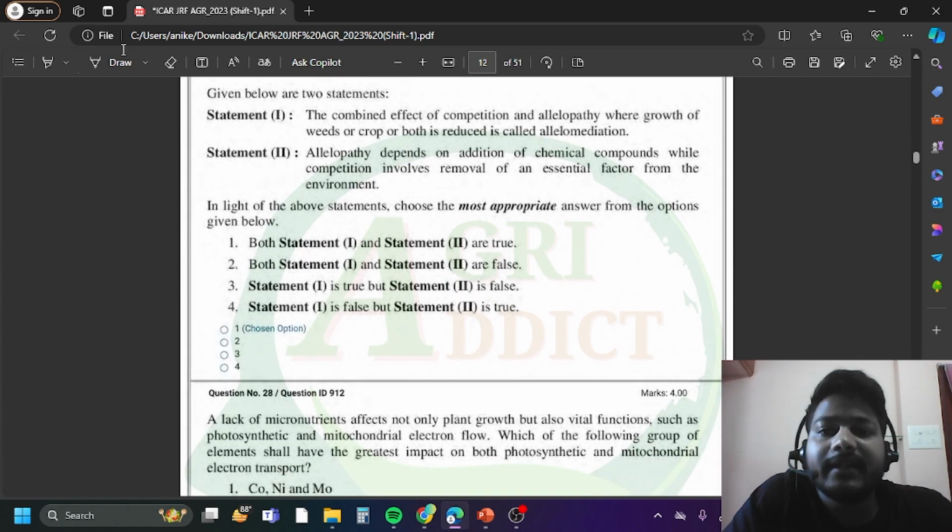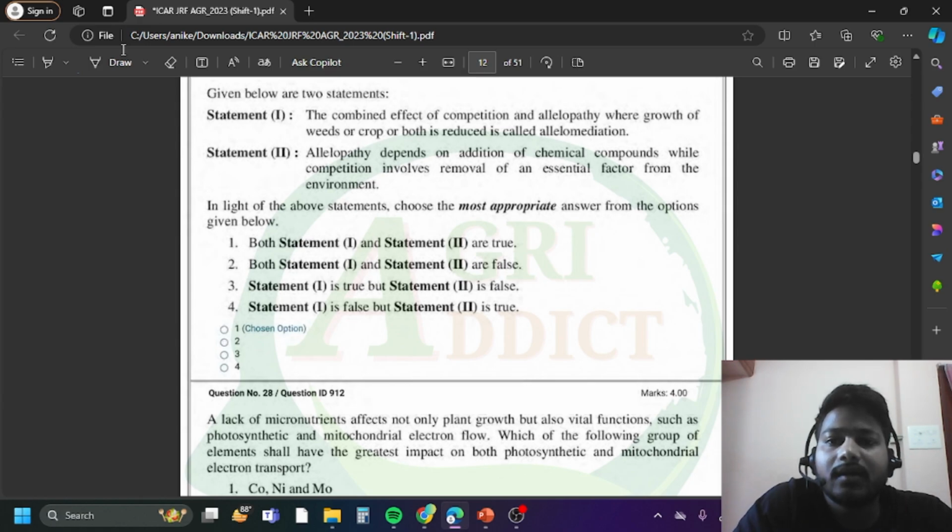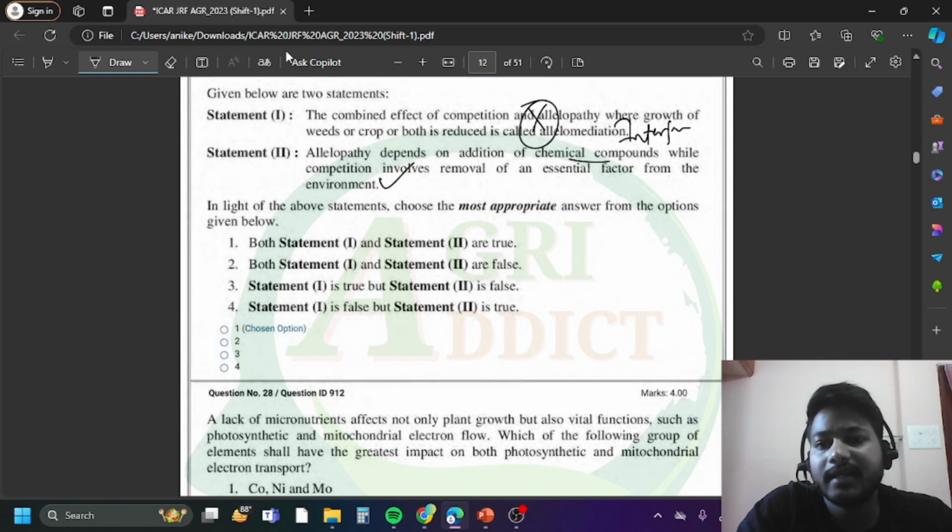The combined effect of competition and allelopathy, where growth of weed or crop or both is reduced, is called allelomediation. No, it is called interference. So statement number 1 is incorrect. Allelopathy depends on addition of chemical compound, while competition involves removal of an essential factor from the environment. Yes, it is correct. So statement number 1 is false and statement number 2 is true.